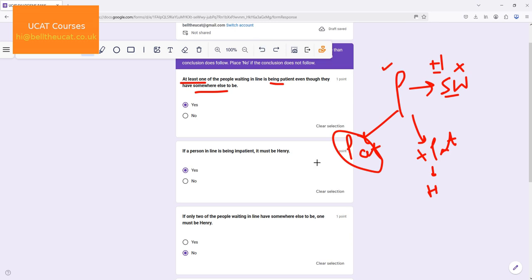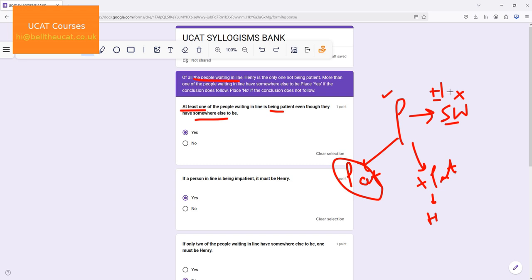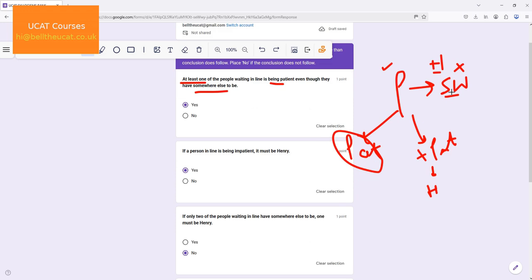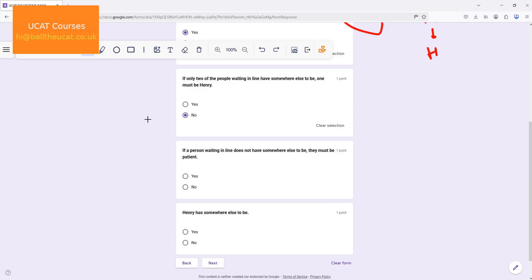So you can only go backwards when there's negation of the outcome, this is my outcome, and negation of the condition. You can only go backwards when there's negation. In this case, it is not. He's only negating the outcome, not the condition. On those grounds, we say it is a big fat no. Ready? Moving on.